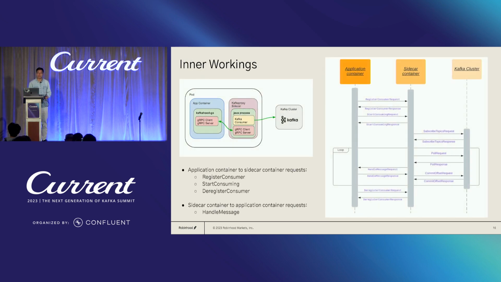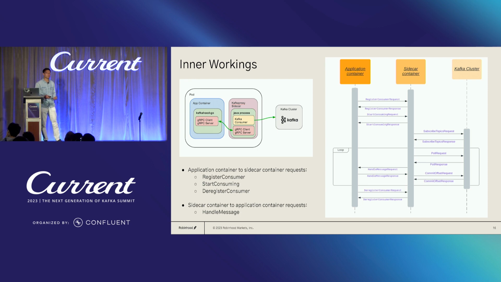So before I dive deeper into how we overcame the hurdles in this project, let's go through the gRPC contract between the sidecar and application containers so that you have the background information to understand the hurdles that we overcame. First of all, I want to emphasize that both the application and sidecar containers have their own gRPC server and client. This means that the application container can send gRPC requests to the sidecar container and vice versa.